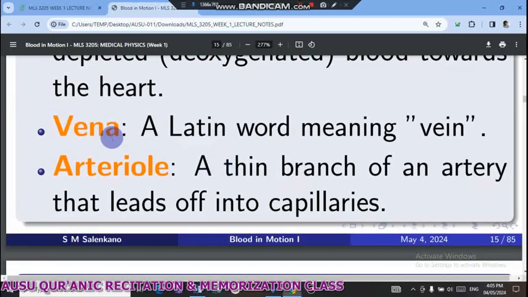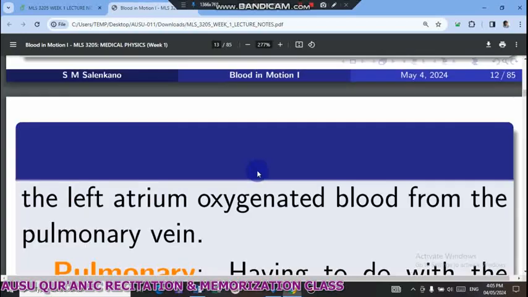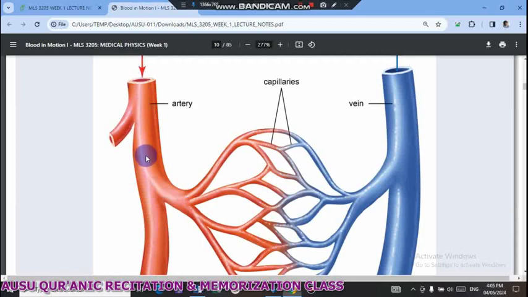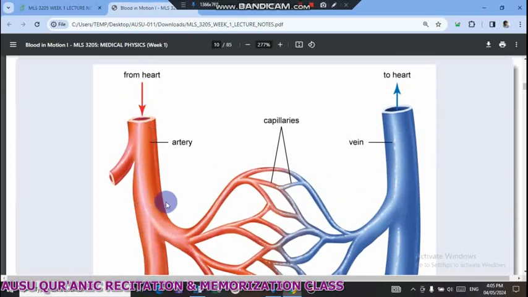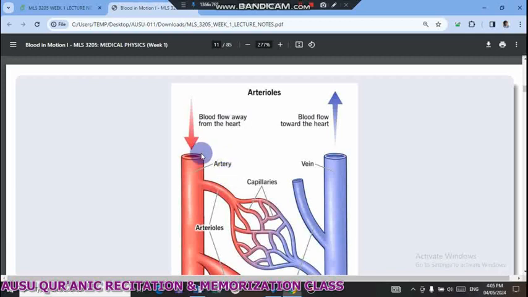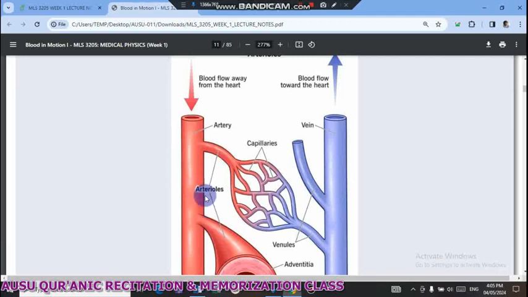Okay, vena is a Latin word for the word vein. Arteriole is the branch of an artery. We saw that in the diagram, but let me go back again. Here, this is an artery. Then this is the branch of an artery. We call this arteriole. This is even clearer here. We have an artery here, and then each branch here is called an arteriole, and when you put the s here, it becomes plural, arterioles.